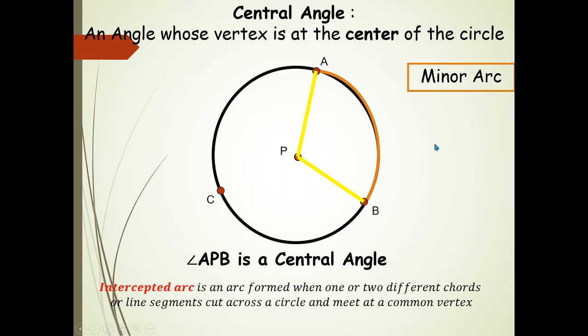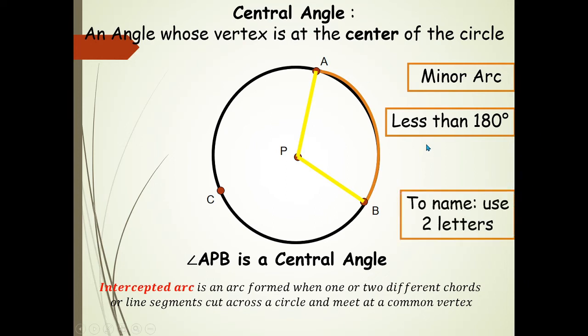Ayun ang kanyang intercepted arc. Dahil diyan, this leads to one type of arc which we call a minor arc. And the minor arc is less than 180 degrees. So here we have arc AB. We use two letters to name a minor arc, so it's arc AB or arc BA.